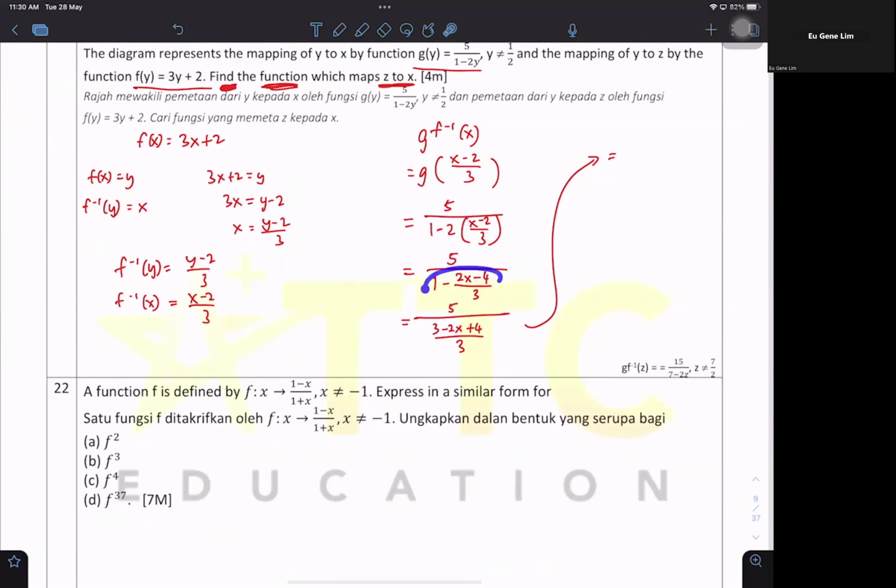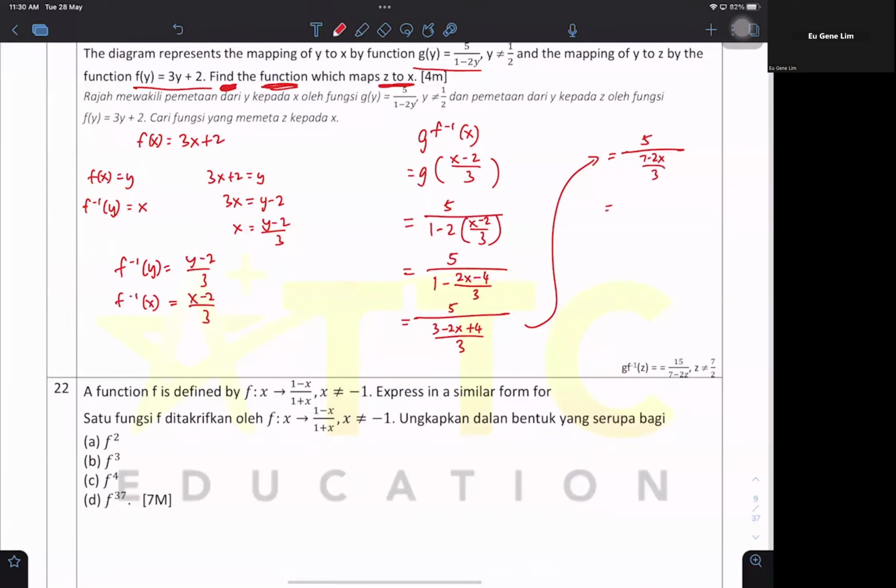Okay, now this one, the bottom part, you know how to do. You make it into a single fraction. 1 times 3 is 3. But you have to be careful because there's a negative here. Negative, negative become positive. So it becomes 5 over 3 plus 4 is 7, 7 minus 2x over 3. This line a bit longer.